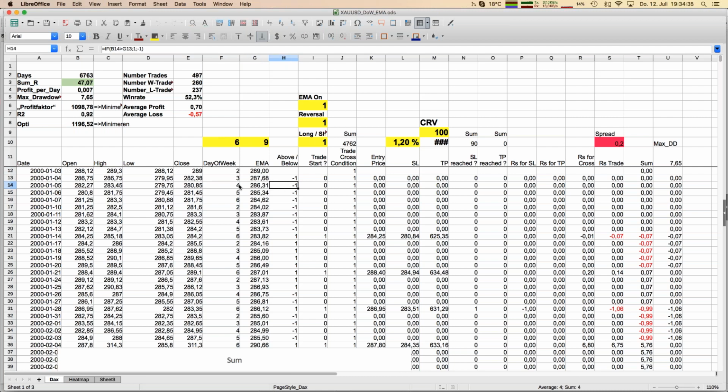We have an EMA which is calculated here as well. So we can change the EMA period directly here. And we can ask ourselves, do we look for a long strategy or a short strategy? If you go for a long strategy, then every trade will be a long trade.